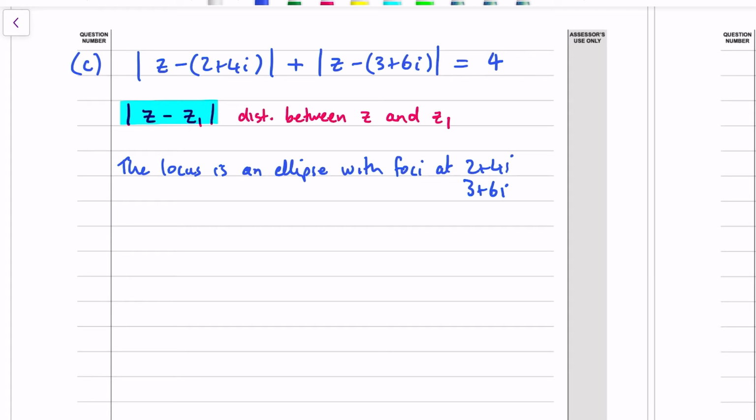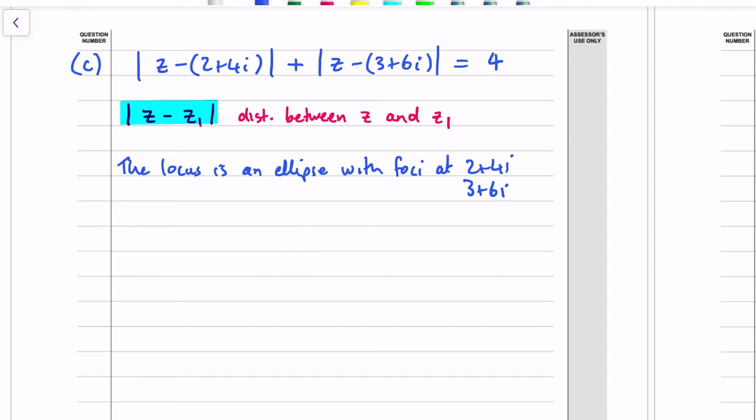And the reason for that is we've got the sum of two distances is equal to a constant, and when you have an ellipse with foci, the sum of the distances between the ellipse and the foci is always the same. No matter where abouts in the ellipse you draw it, the distance from one foci to the ellipse plus the distance to the other foci is a constant.